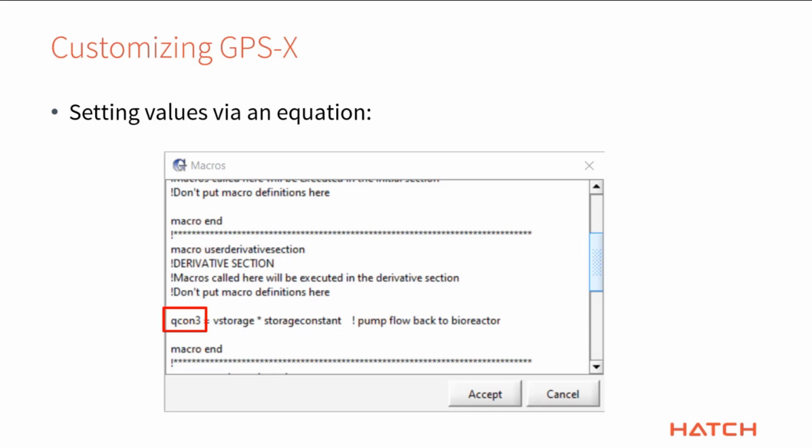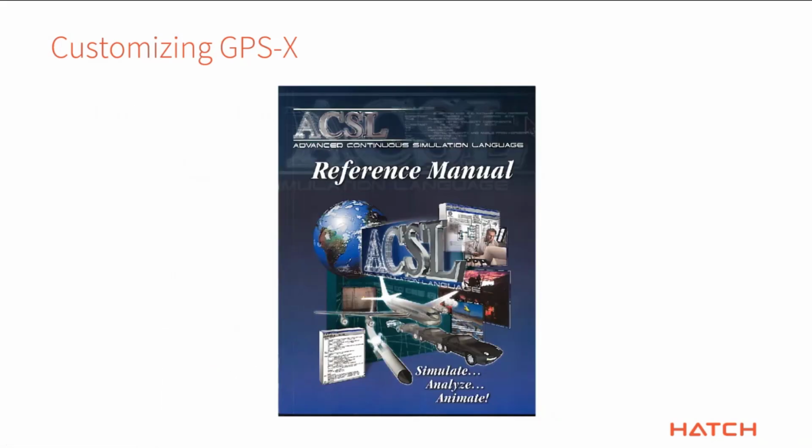So QCon3 is equal to a volume times a storage constant, and so on. Note here that if you put down an exclamation point, anything after that is ignored. This is the way you can comment your code very nicely, so we recommend doing that as well.